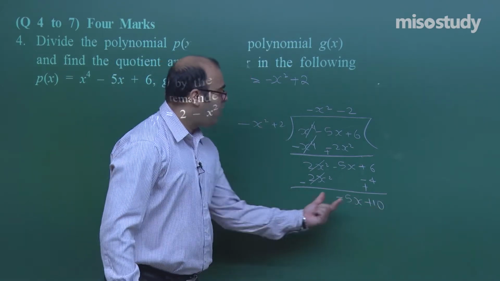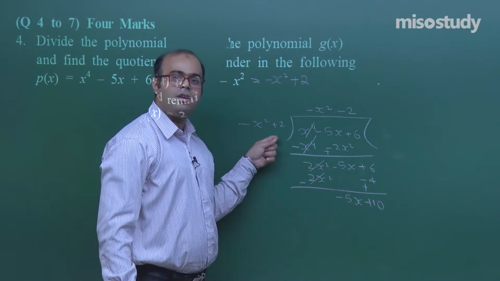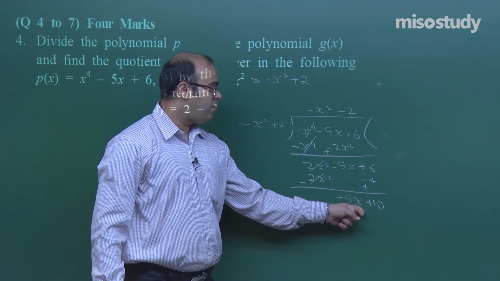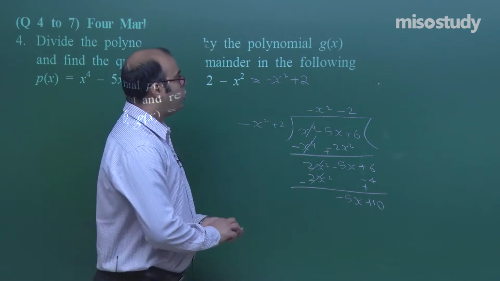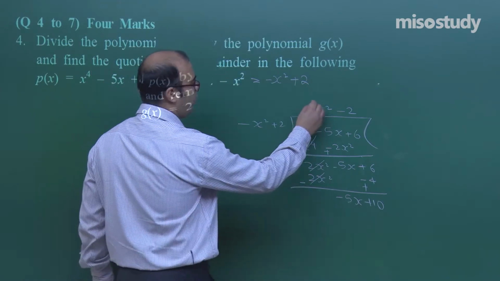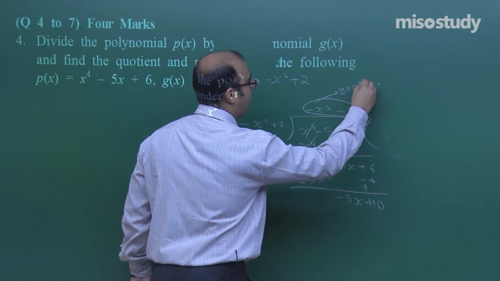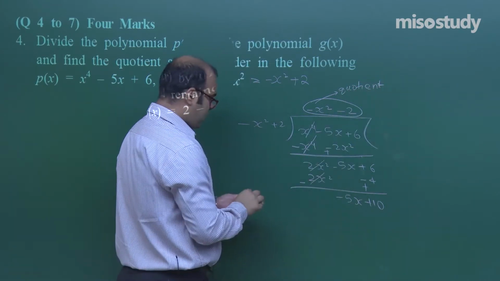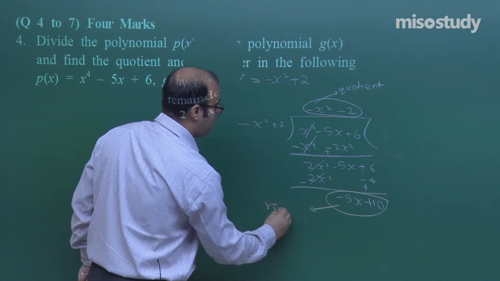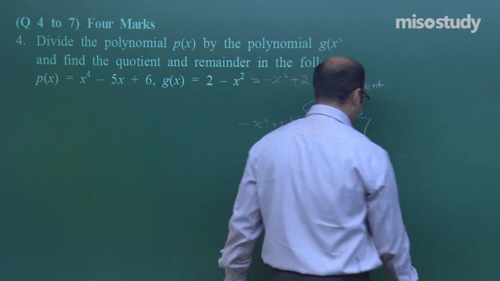So the remainder is minus 5x plus 10, because this is a degree which is less than the degree of the divisor, which is 2, and this is linear, 1 degree. So this is our remainder, this is our quotient. So if it is asked to find the quotient and remainder in the following, we will say that minus x square minus 2 is the quotient, and what is the remainder we have? Minus 5x plus 10 is the remainder when we do the polynomial division of the given dividend by the given divisor.